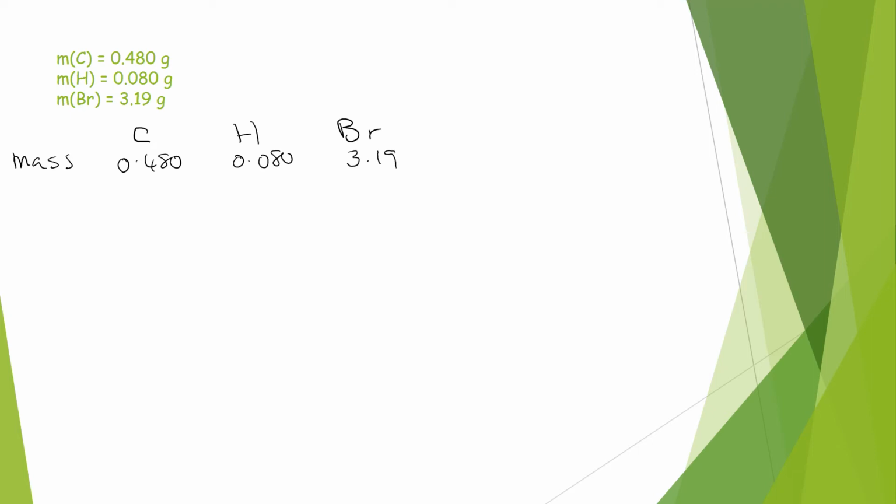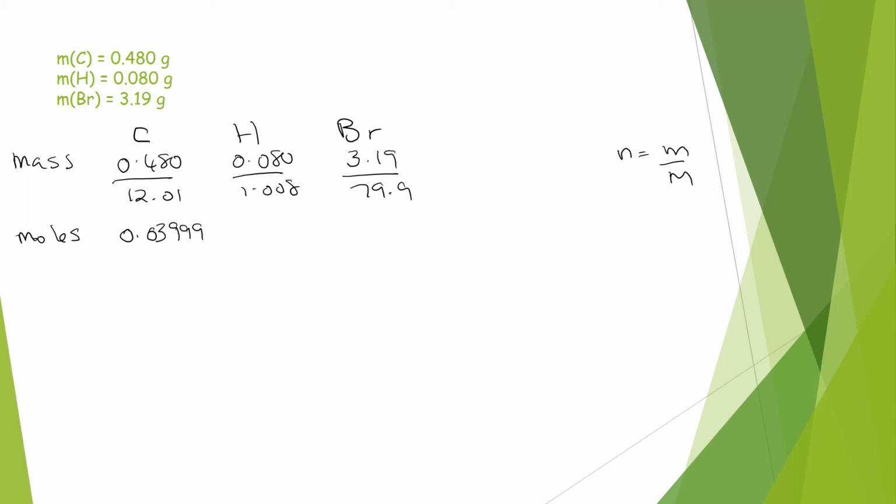Now once again we have to find the moles. So the number of moles, remember, is equal to mass over formula mass. So the formula mass of carbon is 12.01, hydrogen 1.008, and bromine 79.9. Now we've actually already previously calculated our moles, so we don't really need to do it again, but you can if you want.